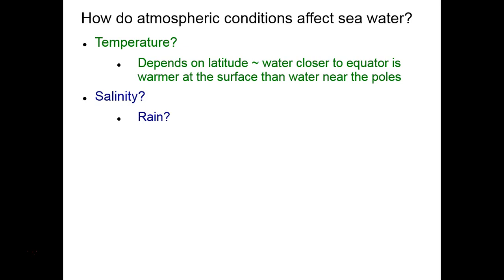Well, one factor is rain. Rain is going to dilute the water and make it less saline. So that lowers the saltiness of the water, and therefore that would decrease the density of the water.